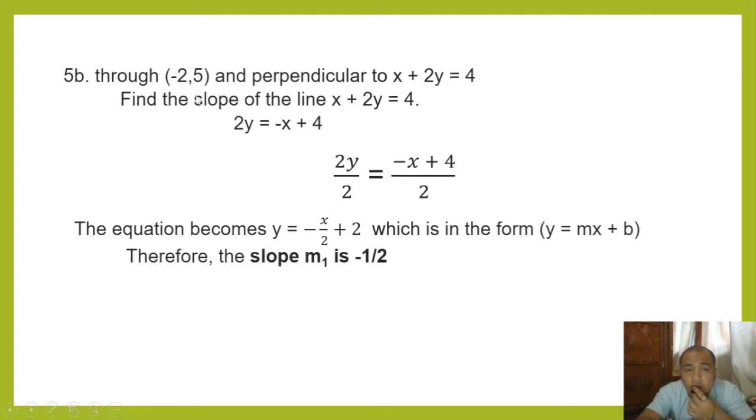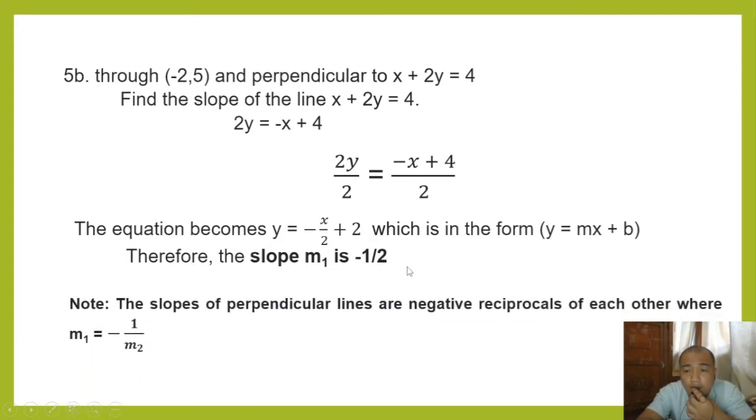And since we're trying to find an equation through negative 2, 5 and perpendicular to this line, we must get the negative reciprocal of negative 1 half, which is positive 2. Okay, since they are perpendicular, we must find the negative reciprocal of negative 1 half, which is positive 2. So if they are parallel, equal slope. If perpendicular, we must find the negative reciprocal, which is positive 2.